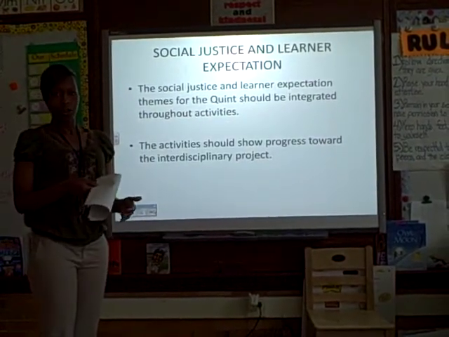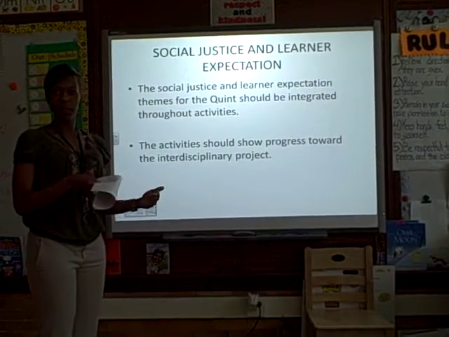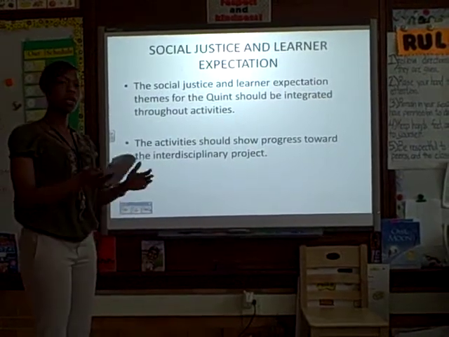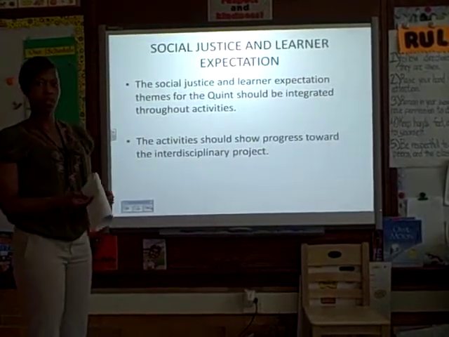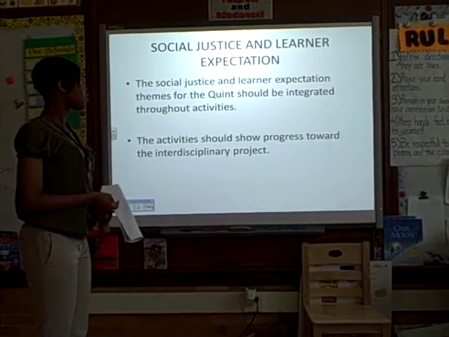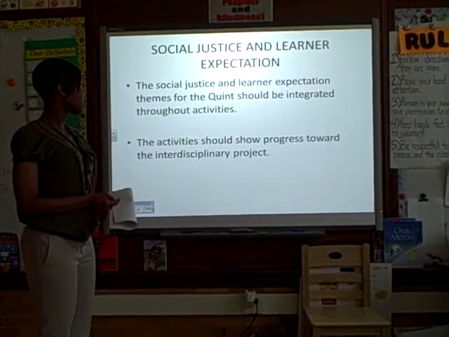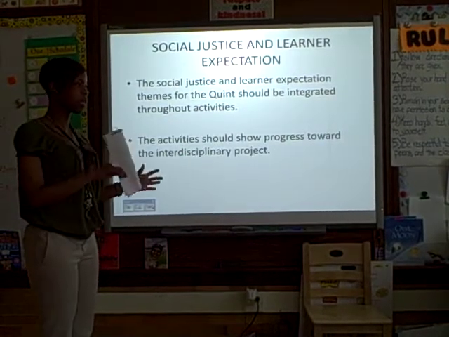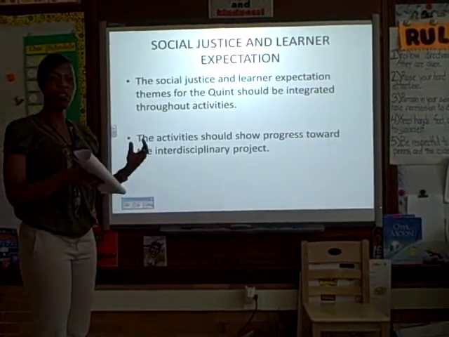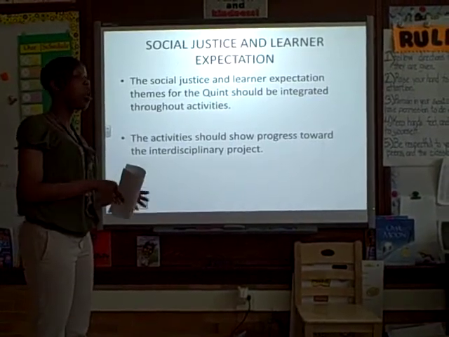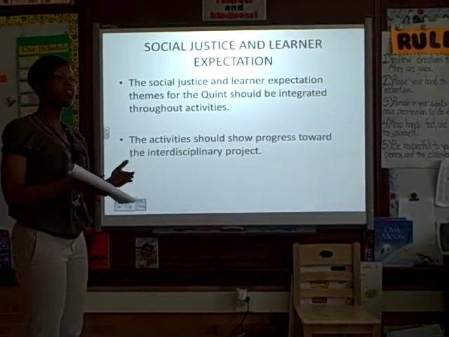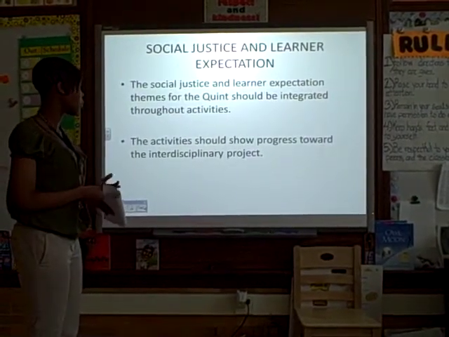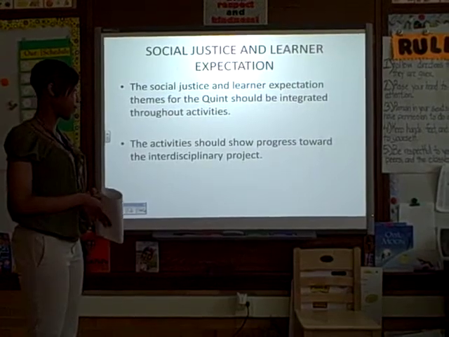Lessons, as I stated earlier, should lead up to the social justice project. So all your lessons, whatever skills and strategies you're teaching, students should be able to apply them to completing their social justice project. So the social justice and learner expectation themes for the quint should be integrated throughout your activities. Your activities should not just be in isolation, but they should have some connection to whatever learner expectation or social justice question students are answering. And the activity should show progress towards an interdisciplinary project.